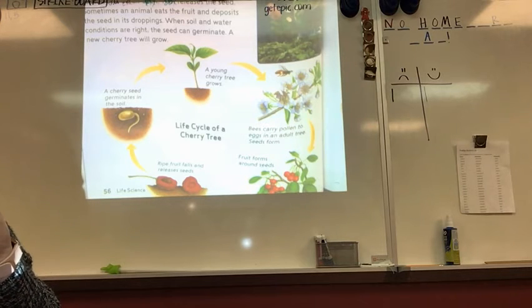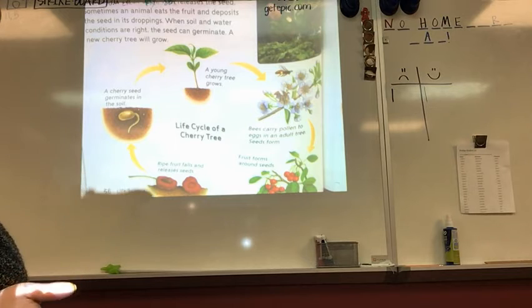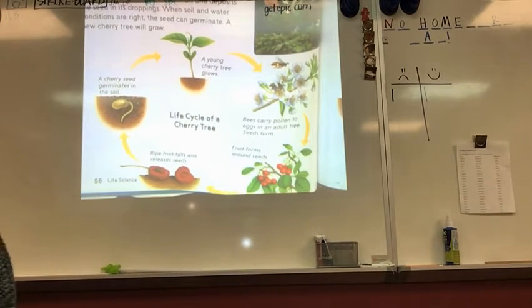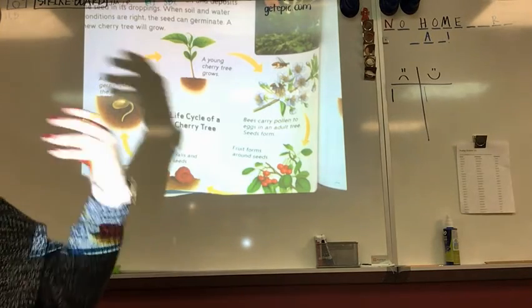And then what happens? Skylar. The fruit forms around the seeds. Good. So in a cherry tree, the fruit that forms around the seeds is a cherry, right? Now this is the next step that my group was talking about. A lot of the seeds get dispersed because the ripe cherries just fall off the tree.